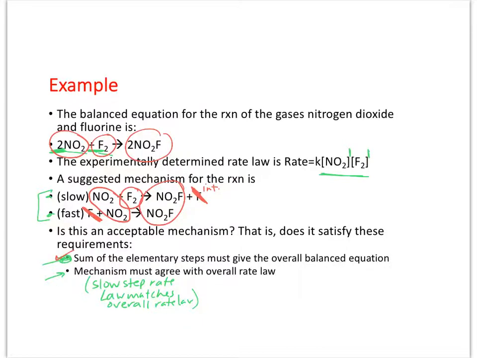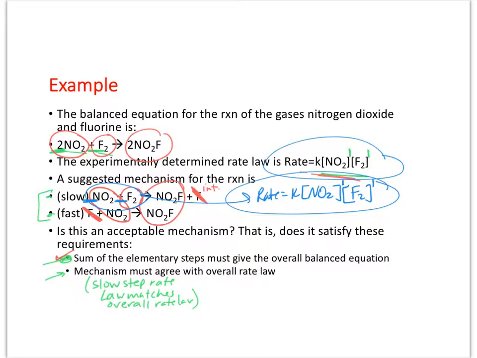Does the mechanism agree with the experimental rate law? So this slow step, if I write the rate law for the slow step, rate equals k times NO2, and that would be raised to the first power because that's its coefficient, times concentration of fluorine, that would be raised to the first power because of its coefficient. Do those match? Yes, so that would be an acceptable mechanism.